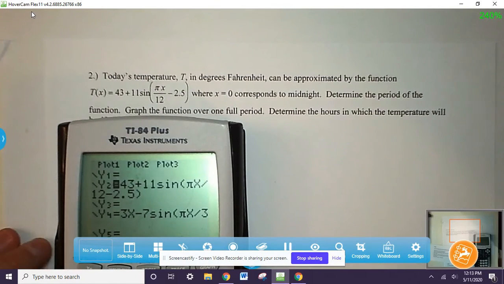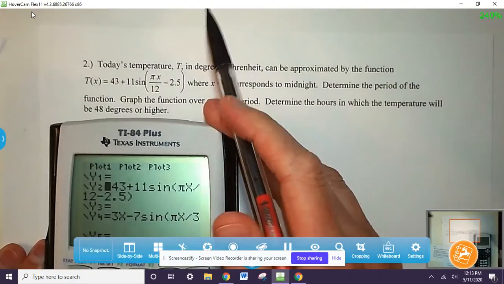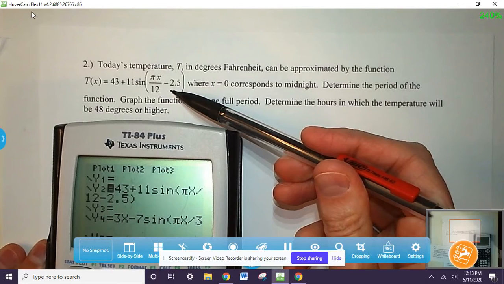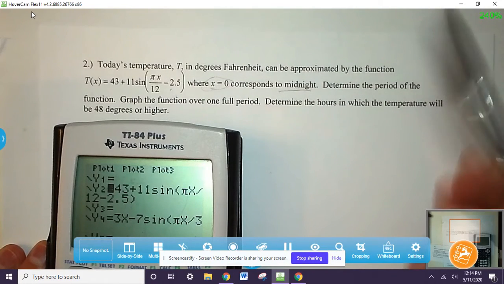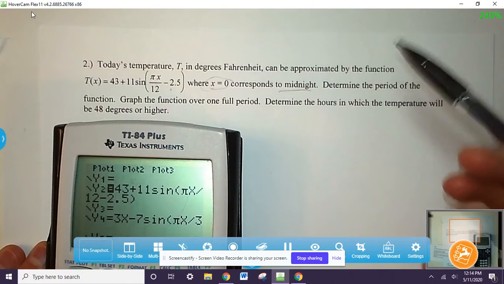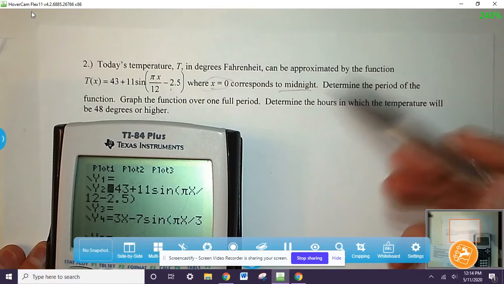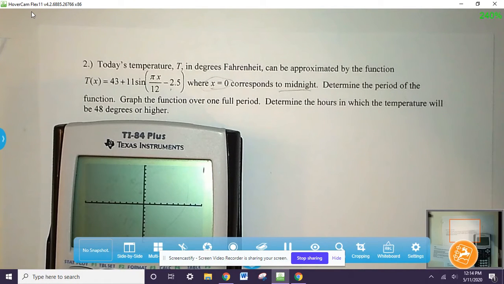So let's get to number 2 here. We have the temperature in degrees Fahrenheit. This is the equation. And x equals 0 corresponds to midnight. And I did not put that x is in hours. I should have typed that in there. Okay, so let's go back to Zoom Standard because I'd like us to practice getting a good viewing window.